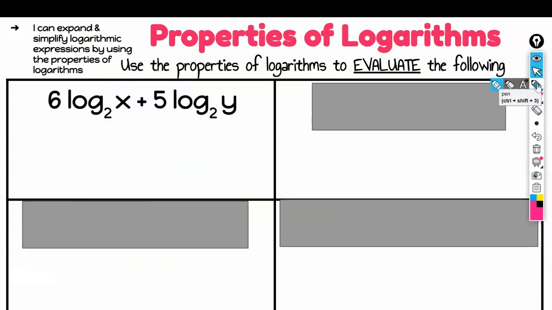Now here we see a completely different type of problem. We have variables now. So really it's not that completely different from what we've been looking at, because hopefully you notice that there's not much different aside from the variables. We still have numbers in front of the logs, so we will still use power property first.